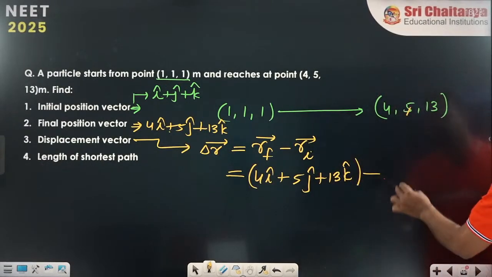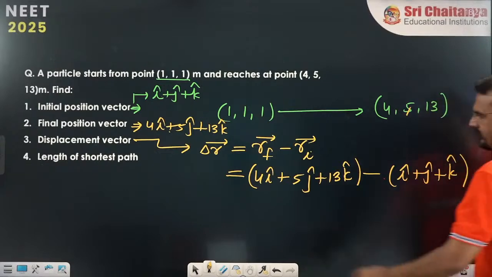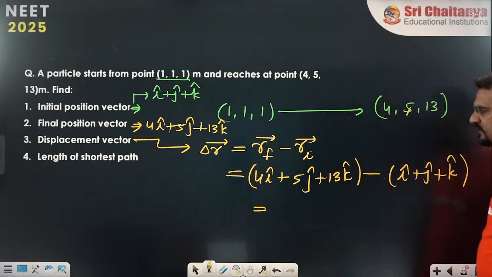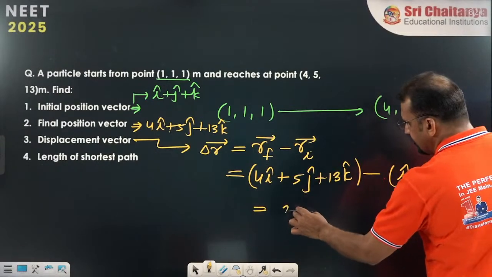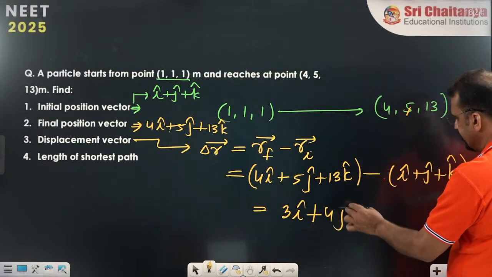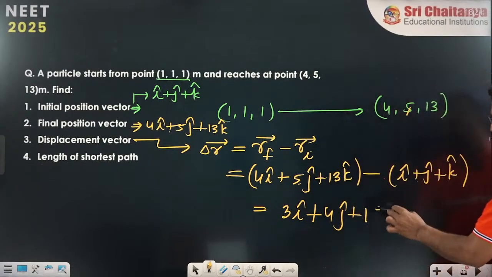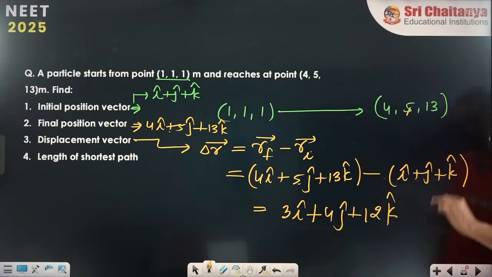What is the initial position vector? i cap plus j cap plus k cap. When solving this, you will get the displacement vector. So this is 3i cap plus 4j cap, yes or no? And plus 12k cap. This is the right answer.